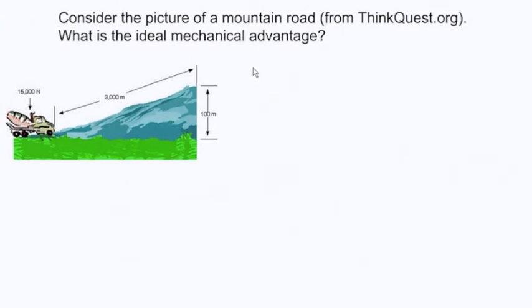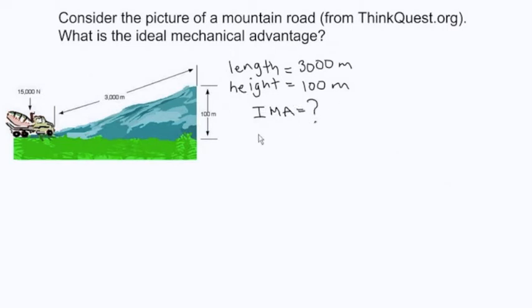Let's look at this sample problem of a mountain road. Look at the picture and calculate the ideal mechanical advantage of the road. So, with all our problems, the first thing we do is list our given information. Length of the road equals 3,000 meters. Height of the road equals 100 meters. Remember, the height is the elevation, the vertical distance, and the length is the distance that the object actually travels. We're trying to find our ideal mechanical advantage, IMA, equals question mark.